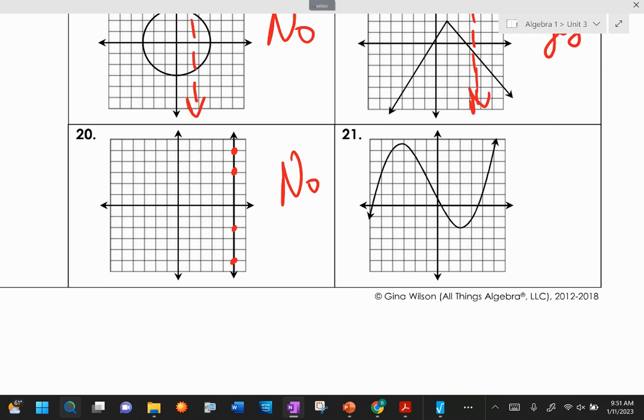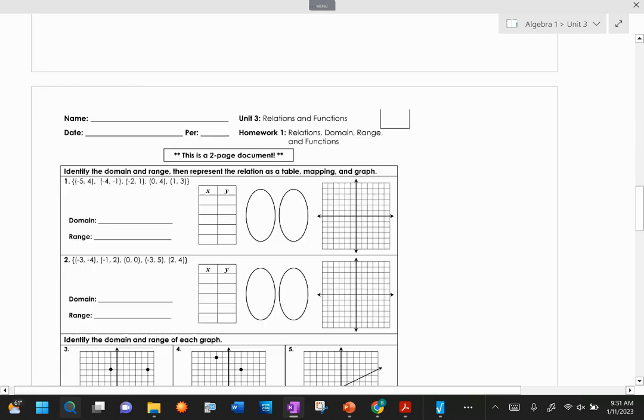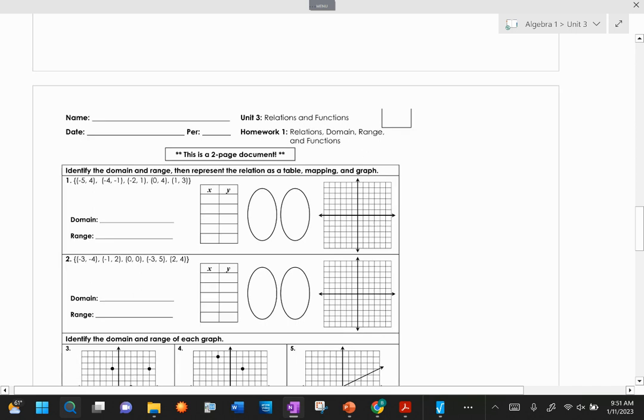Number 21. Yes or no? Yes. Okay. Not too bad, right? Okay, we're just gonna do a little bit of practice. On the next page, there's something else I want to show you that I didn't show you on the notes.